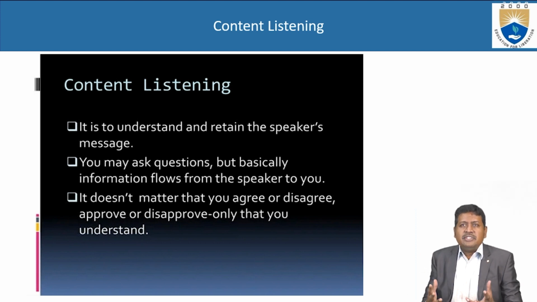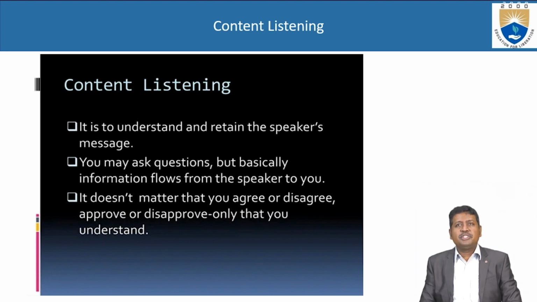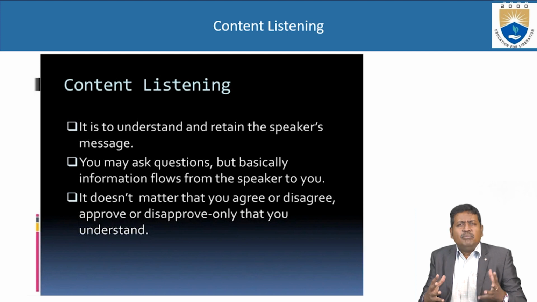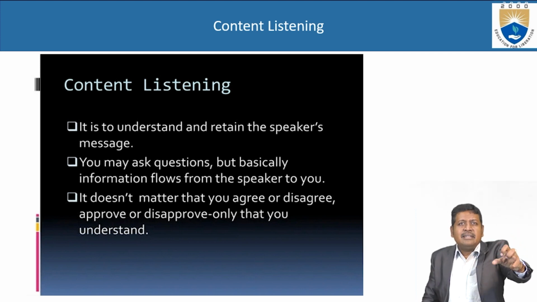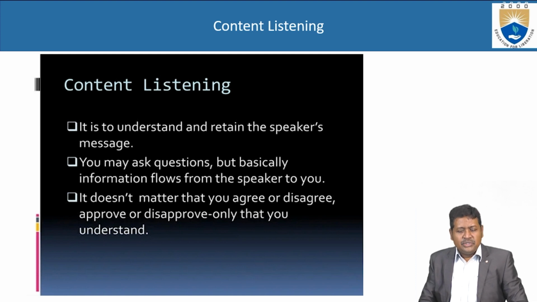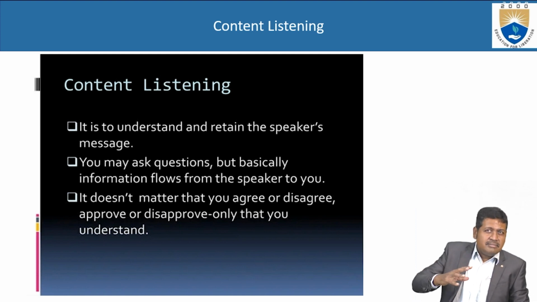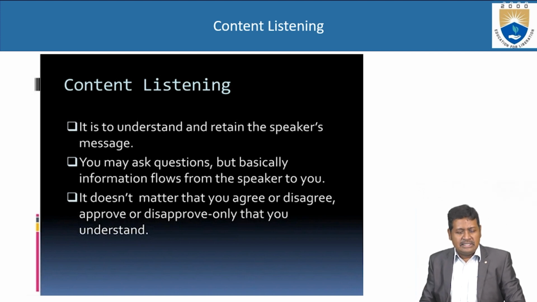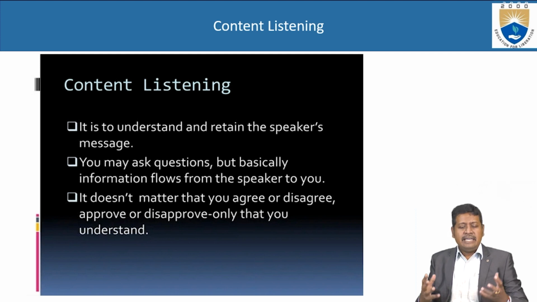You may ask questions, but basically information flows from the speaker to you. It doesn't matter that you agree or disagree, approve or disapprove, only that you understand. So here, most of this content listening happens by receiving that message from the speaker. Therefore, there is not much agreeing or disagreeing here. Not much approving or disapproving takes place here. It is mostly you receive the information from the speaker.